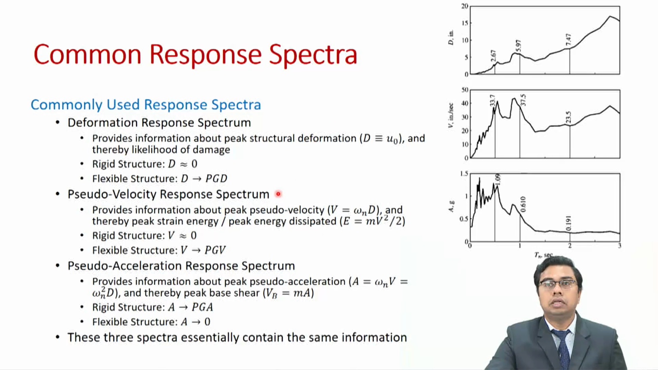The pseudo velocity response spectrum provides information about the peak pseudo velocity, and if you carefully observe, if we multiply it with half of the seismic mass, we shall be able to get the value of peak strain energy. If we multiply the square of the peak pseudo velocity V with half of the seismic mass, we shall get the peak strain energy or peak energy dissipated by the structure. So, that is why it is important to understand how the pseudo velocity response spectrum looks like.